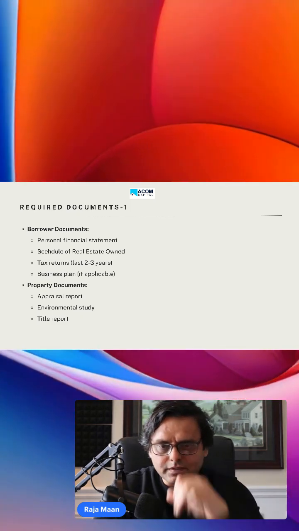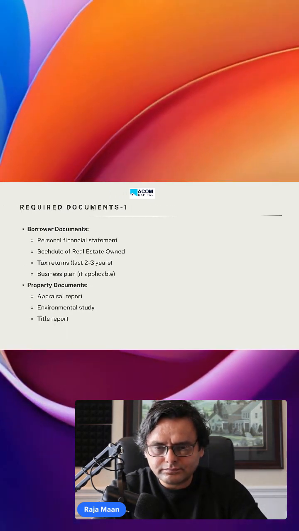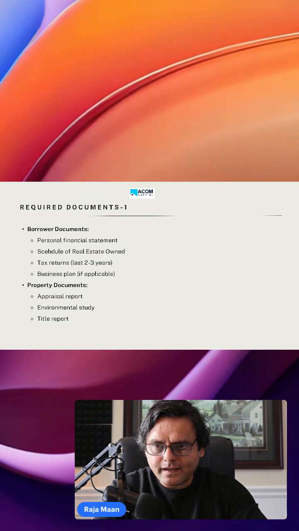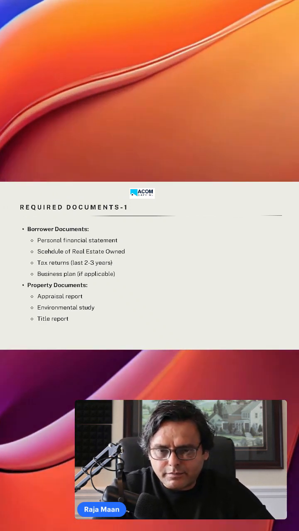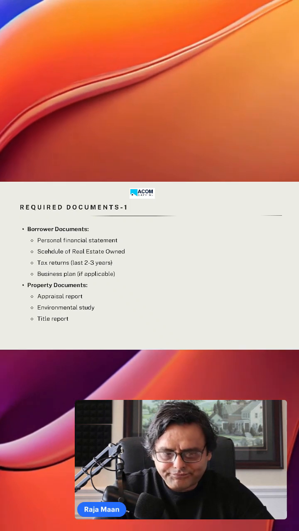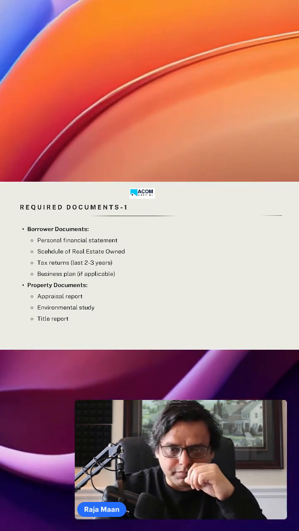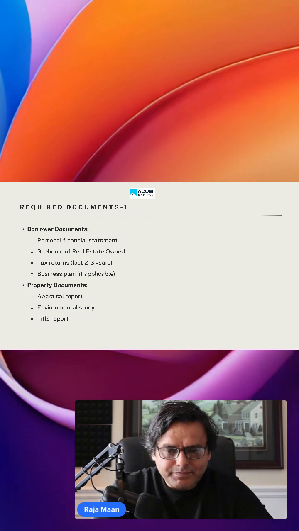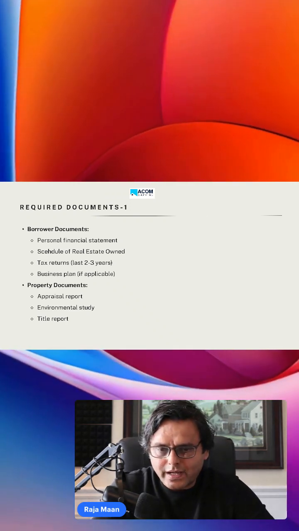So, required documents. 10 minutes left. Personal financial statements, that's very, very important. Most clients or brokers are so reluctant to give us personal financial statements, but it's impossible to get you anything before we have these things.